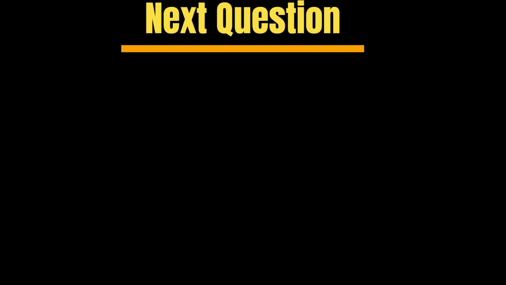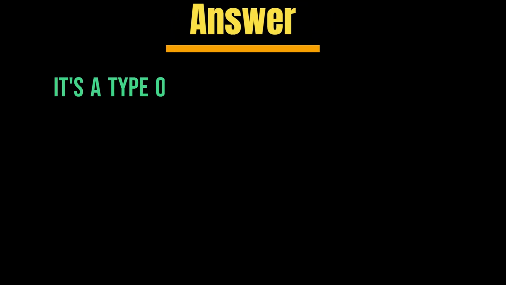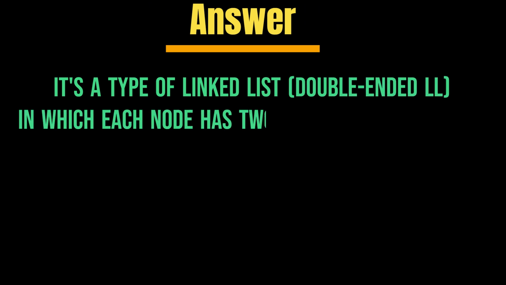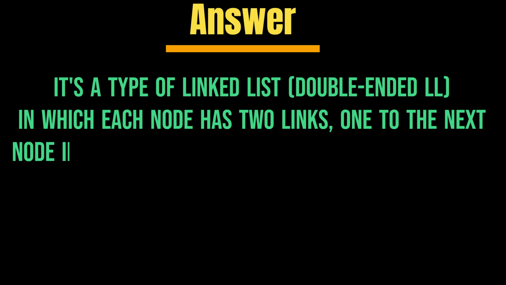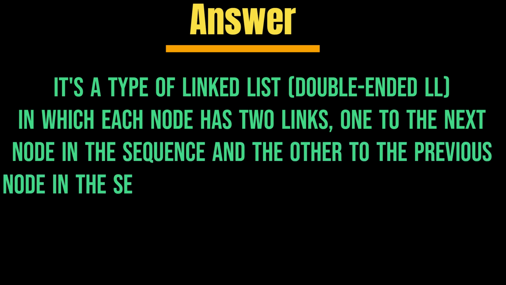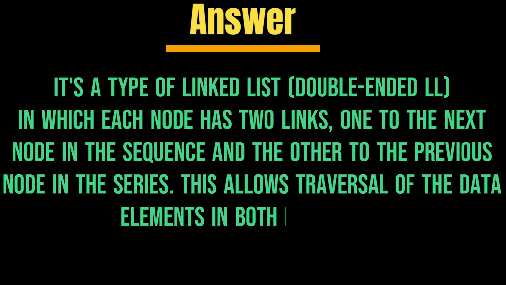Next question is: what is the doubly linked list? Explain with some specific examples. Answer. It's a type of linked list, double-ended LL, in which each node has two links, one to the next node in the sequence and the other to the previous node in the series. This allows traversal of the data elements in both directions.